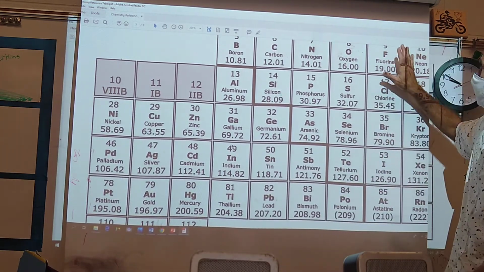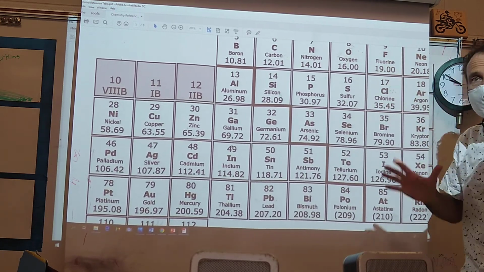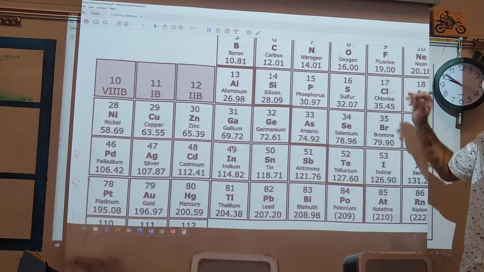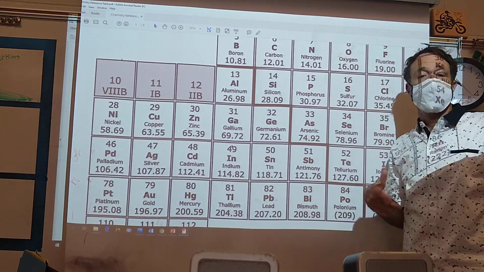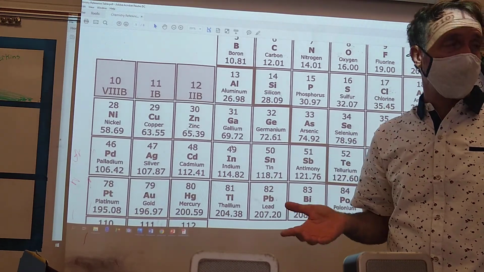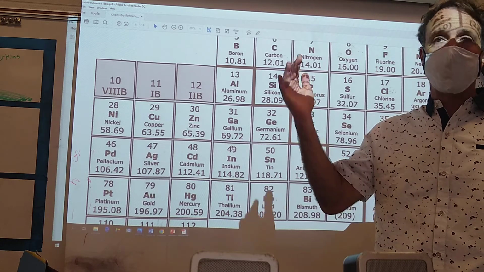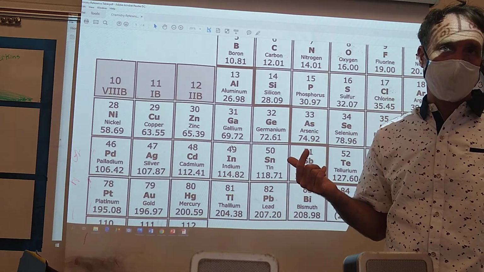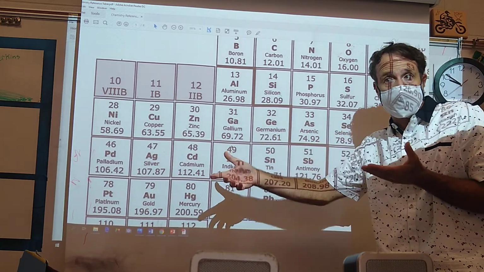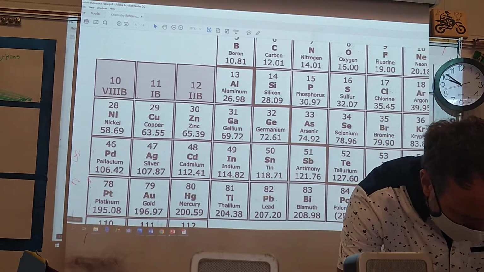So, fluorine is usually 19. So the most common isotope of fluorine has an atomic mass of 19. Or in other words, fluorine-19 is the most common version of fluorine. But fluorine-18 exists too. They're both isotopes. Okay? It's not like the more uncommon one is called the isotope. They're all isotopes. That's just a word. Does that make sense to you?